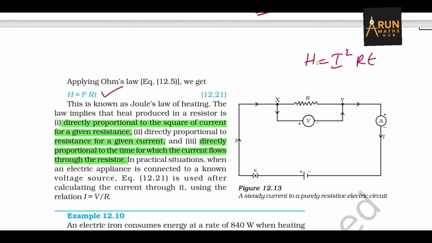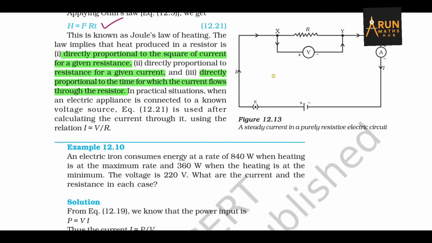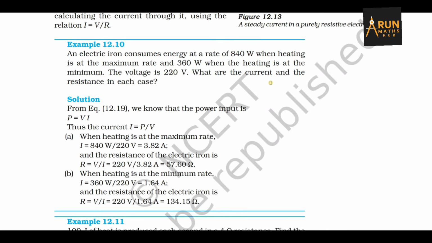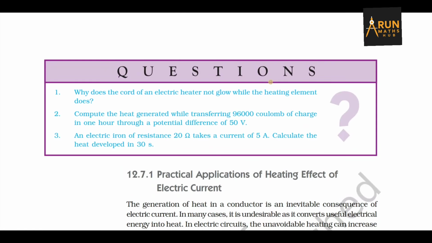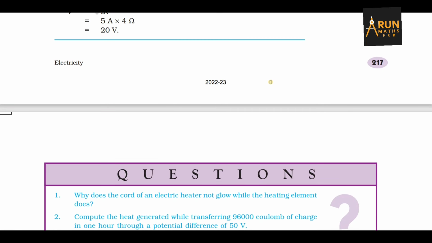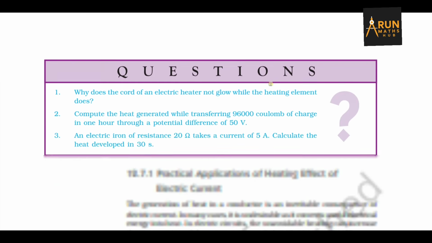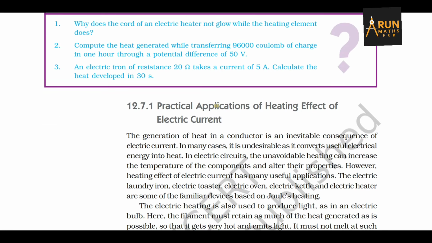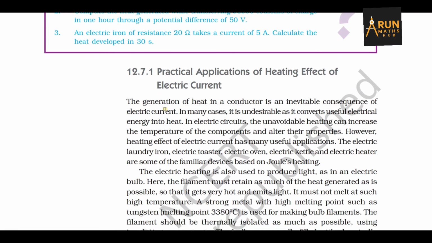The heat produced in a conductor is directly proportional to what? The square of the current, the resistance of the conductor, and also the time for which the current flows. This is called Joule's law of heating. And next what we have is practical applications of the heating effect of electric current.